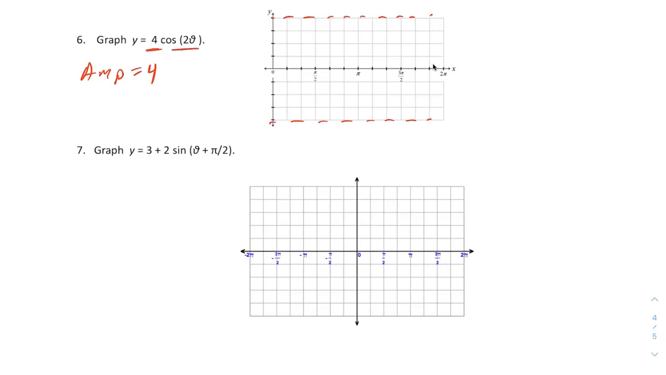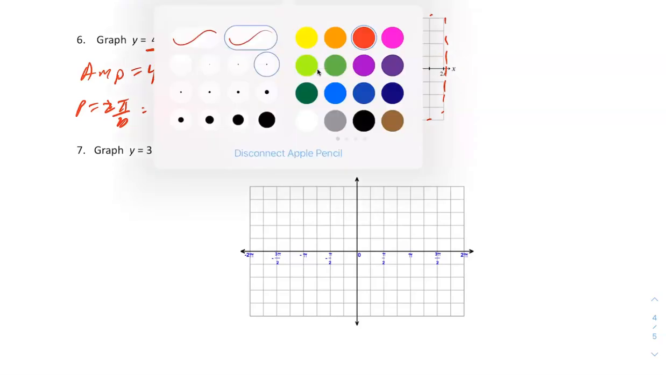My period is 2 pi over b. So in this case, 2 pi over 2, which is just pi. So that's how long it takes me to repeat myself. So if I start at 0, I could go to pi. And if I do another rotation, I could go all the way to 2 pi. So this is my basic graph going to be in this little box right here. And then we just graph it.